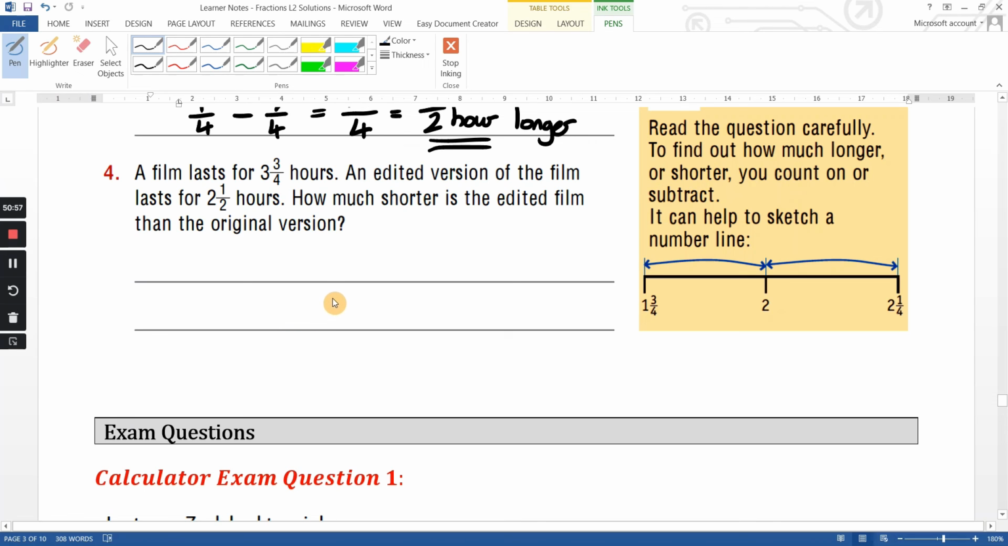Yep, there's your answer. Question 4. Film lasts for 3 3/4 hours. An edited version of the film lasts for 2.5 hours. How much shorter is the edited film than the original version? So again, it's the difference between these two fractions.